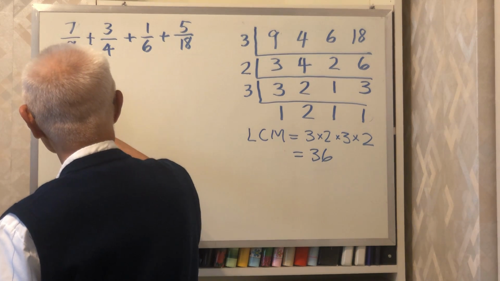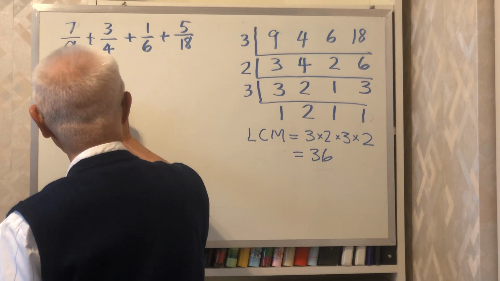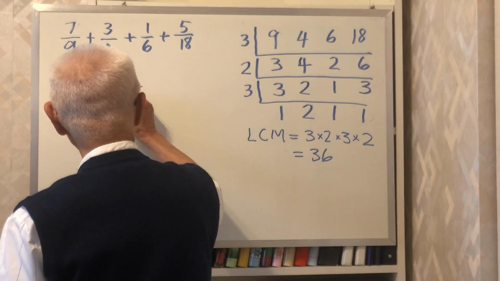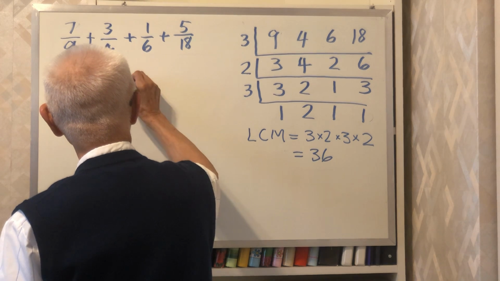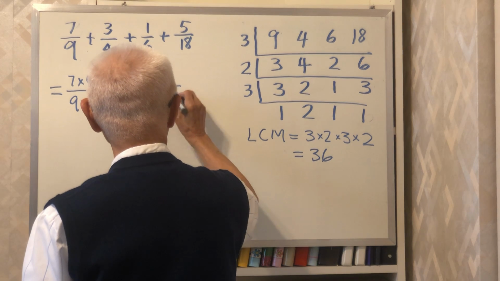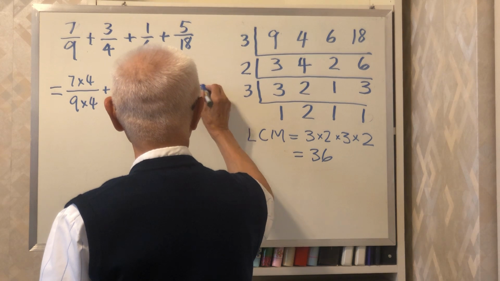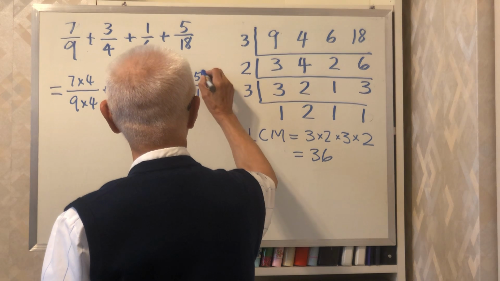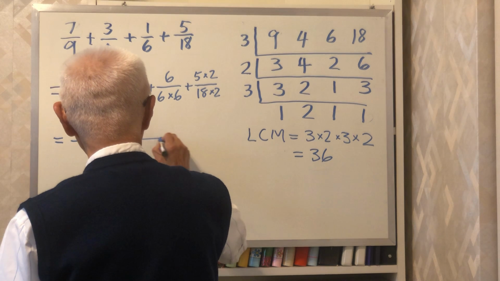Okay. To change 9 to 36, you multiply 4. To change 4 to 36, multiply 9. To change 6 to 36, you multiply 6. To change 18 to 36, you multiply 2. Now my common denominator is 36.